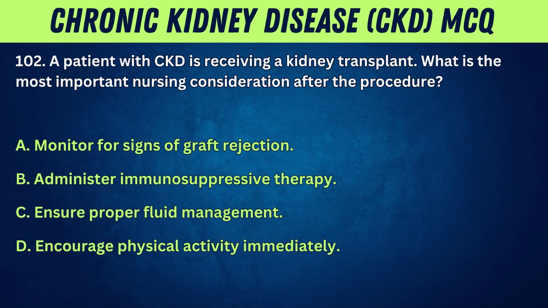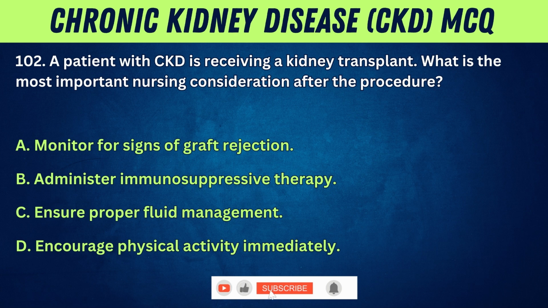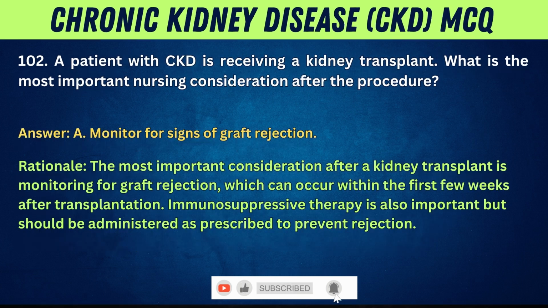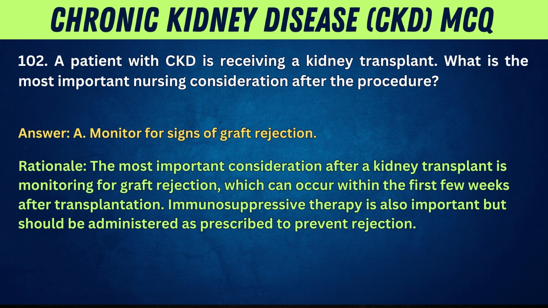102. A patient with CKD is receiving a kidney transplant. What is the most important nursing consideration after the procedure? A. Monitor for signs of graft rejection. B. Administer immunosuppressive therapy. C. Ensure proper fluid management. D. Encourage physical activity immediately. Answer: A. Monitor for signs of graft rejection.